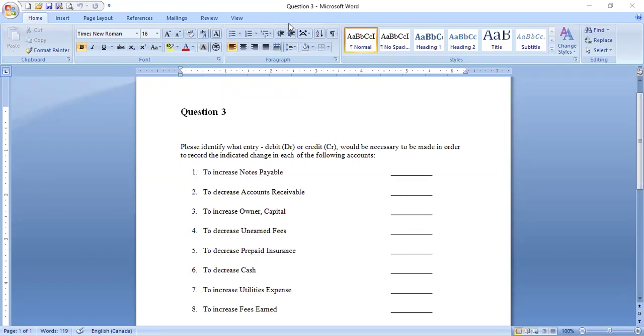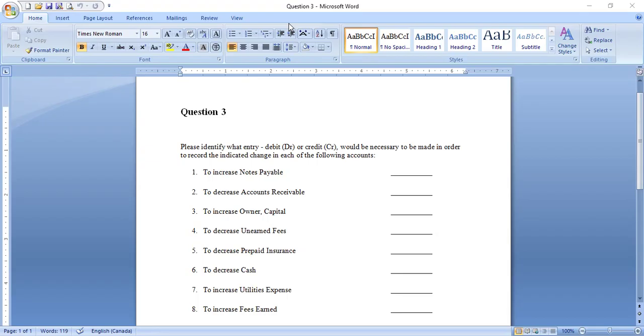Now we want to increase notes payable. First, what kind of account is notes payable? Liability. How can we increase the liability? On which side? On the debit side or credit side? On the credit side. Yes, that is correct. Let's go with the next one. Accounts receivable. What kind of account is that? Asset account. So if you want to decrease the asset account, we have to put credit. Correct. The owner's capital account. Obviously, that's an equity account. We want to increase it. On the credit side, it's going to be an increase. That's correct.